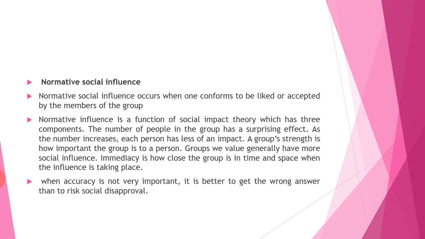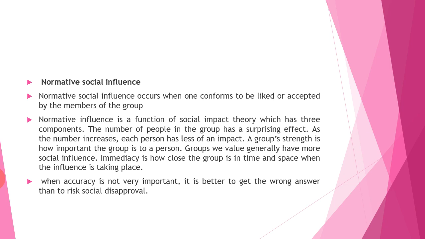So normative influence is a function of social impact theory, which has three components. The number of people in the group has a surprising effect. As the number increases, each person has less of an impact. A group's strength is how important the group is to a person. Groups we value generally have more social influence. Immediacy is how close the group is in time and space when the influence is taking place. These are the factors that affect normative social influence: the strength, the immediacy, and the number of people.